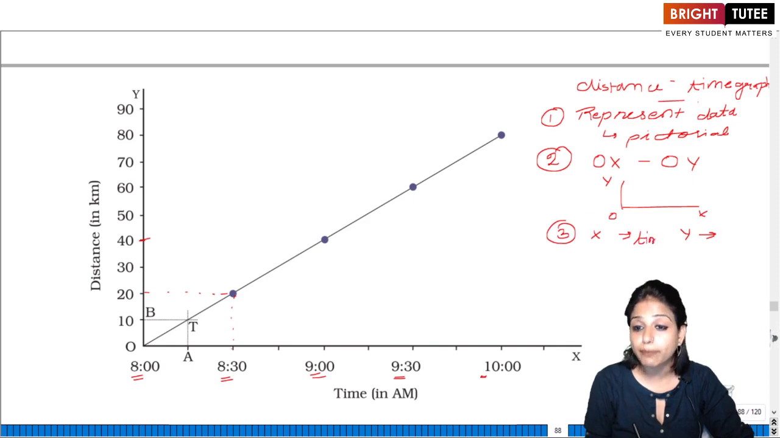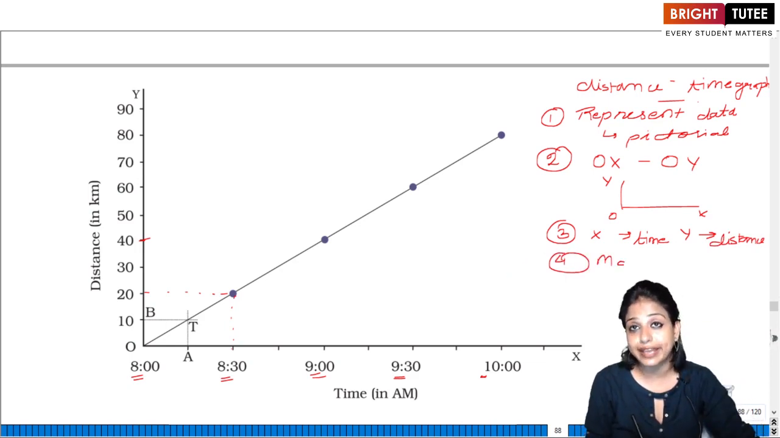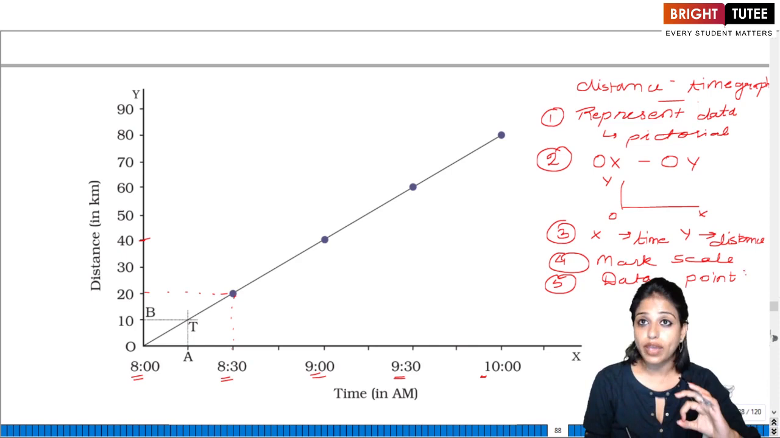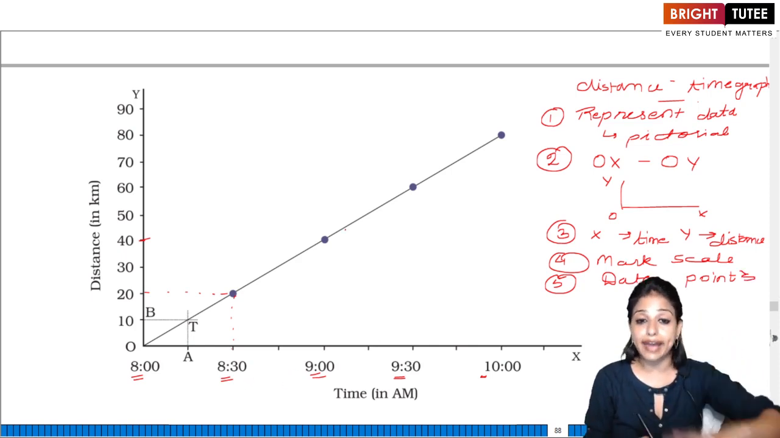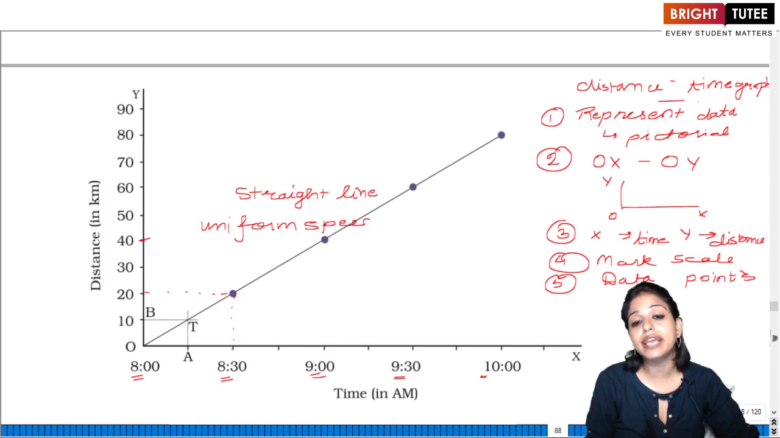Now we decide which is the x-axis and which is the y-axis. Once that is done, for the distance-time graph, we take y as the distance and x as the time. Next, we mark a scale, and lastly, once the scale is marked, we mark the data points on it. Finally, you join all the data points to see what your graph looks like. If it is a straight line like this, what does it show? It shows a uniform motion, right? It shows that the speed is uniform or the motion is uniform.